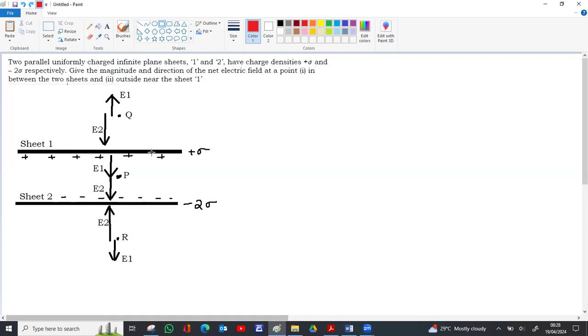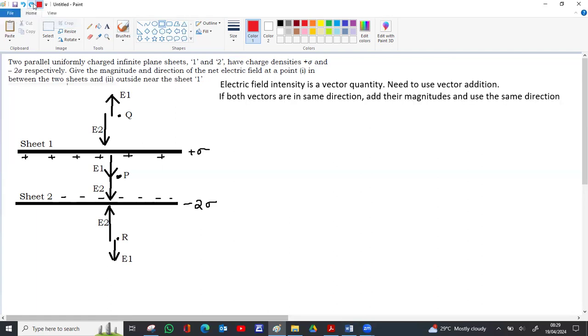Now we have to find the magnitudes of E1 and E2 and use the rules we discussed: what we do for the same direction, and what we do for the opposite direction. As a note, since electric field is a vector quantity, we cannot use normal addition; we need vector addition. There are three cases. If both vectors are in the same direction, simply add their magnitudes and use the same direction. That's applicable at P: add E1 plus E2 and put minus j cap, downward.